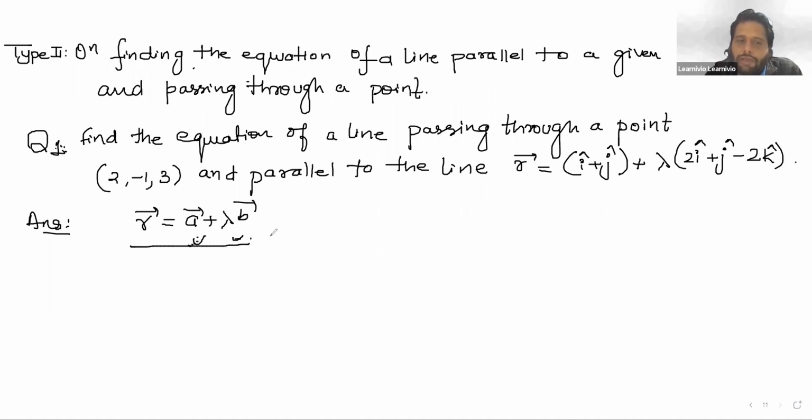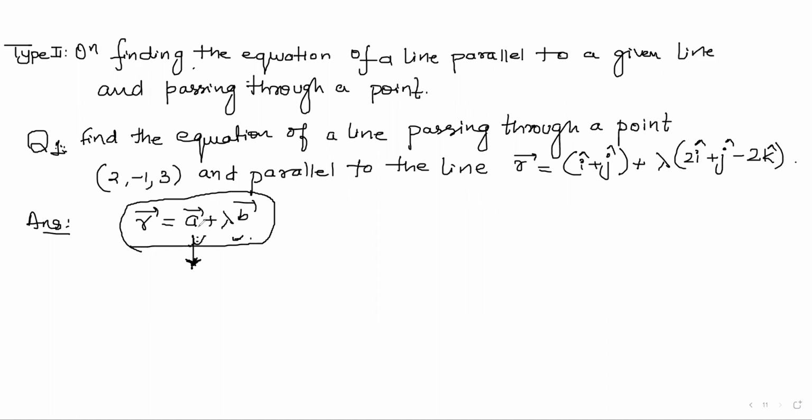We have this formula, Seth: R is equal to A plus lambda B. We have done it last week. So in this case, what is A? My voice is audible. What is A here, in this formula? Atif, what is A in this formula? Position vector of point A.